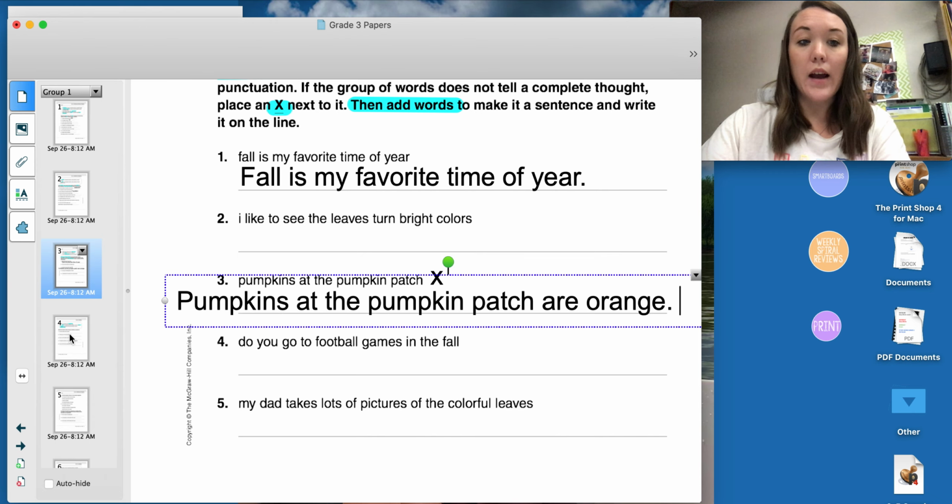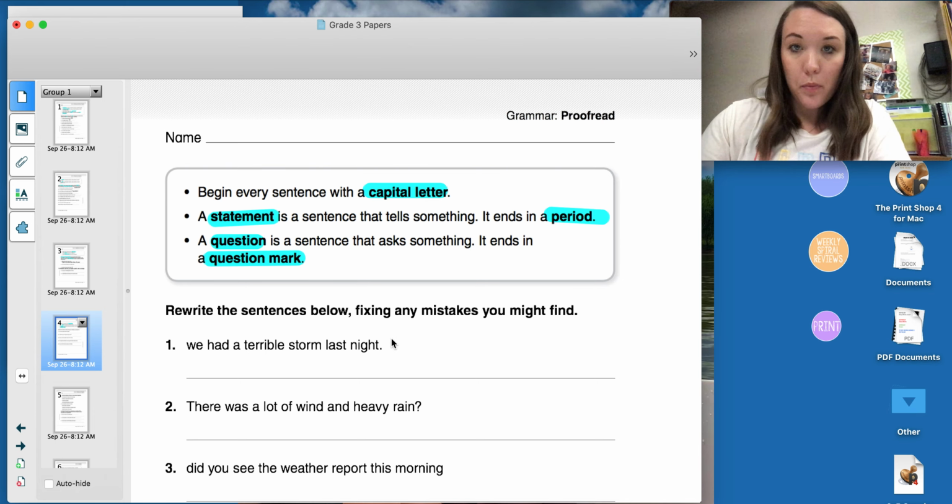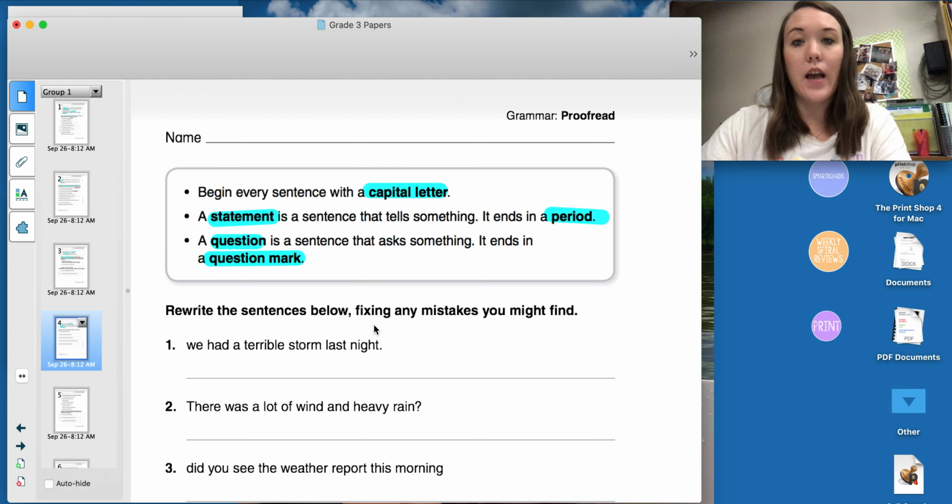Your last and final page is page 4. Usually our last grammar page is a proofreading page, and it just kind of ties everything together from the first 3 pages. This box is going to remind me that I need to begin every sentence with a capital letter. A statement is a sentence that tells something and it ends in a period. And a question is a sentence that asks something and it ends in a question mark.